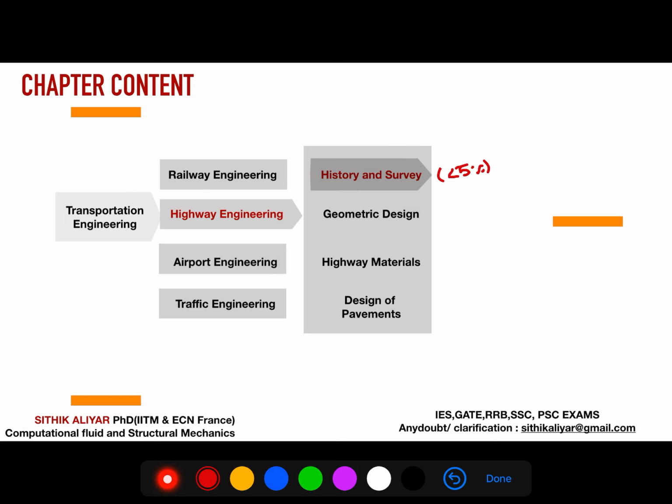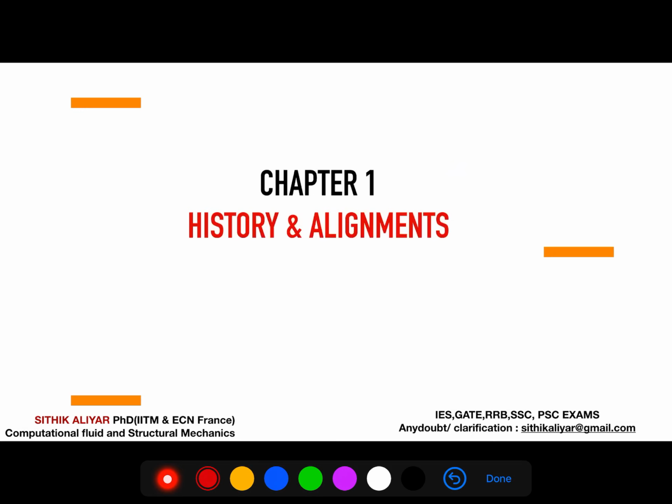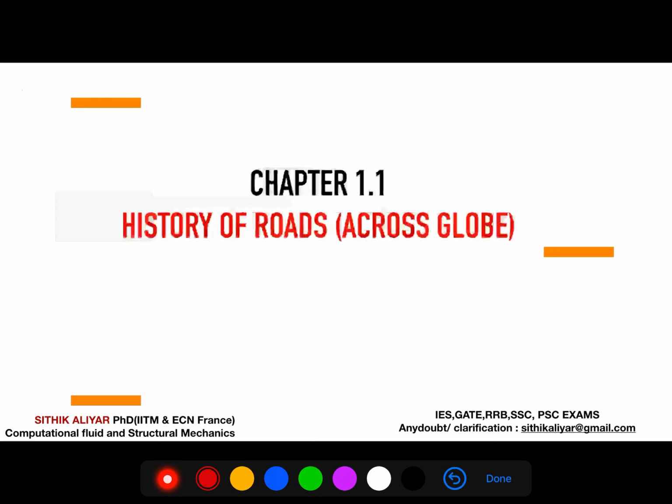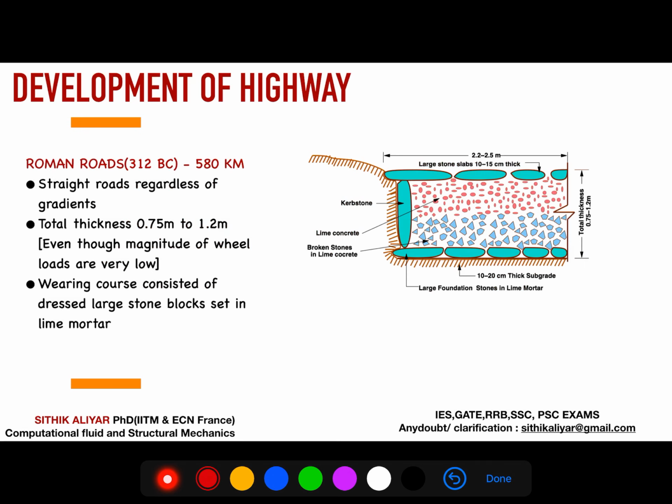So we are in chapter 1, history and alignments. We will see some history of roads, from where we started and where we are now. So chapter 1 is the history of roads. First we will see what the story was across the globe. You are seeing the figure of Roman roads.